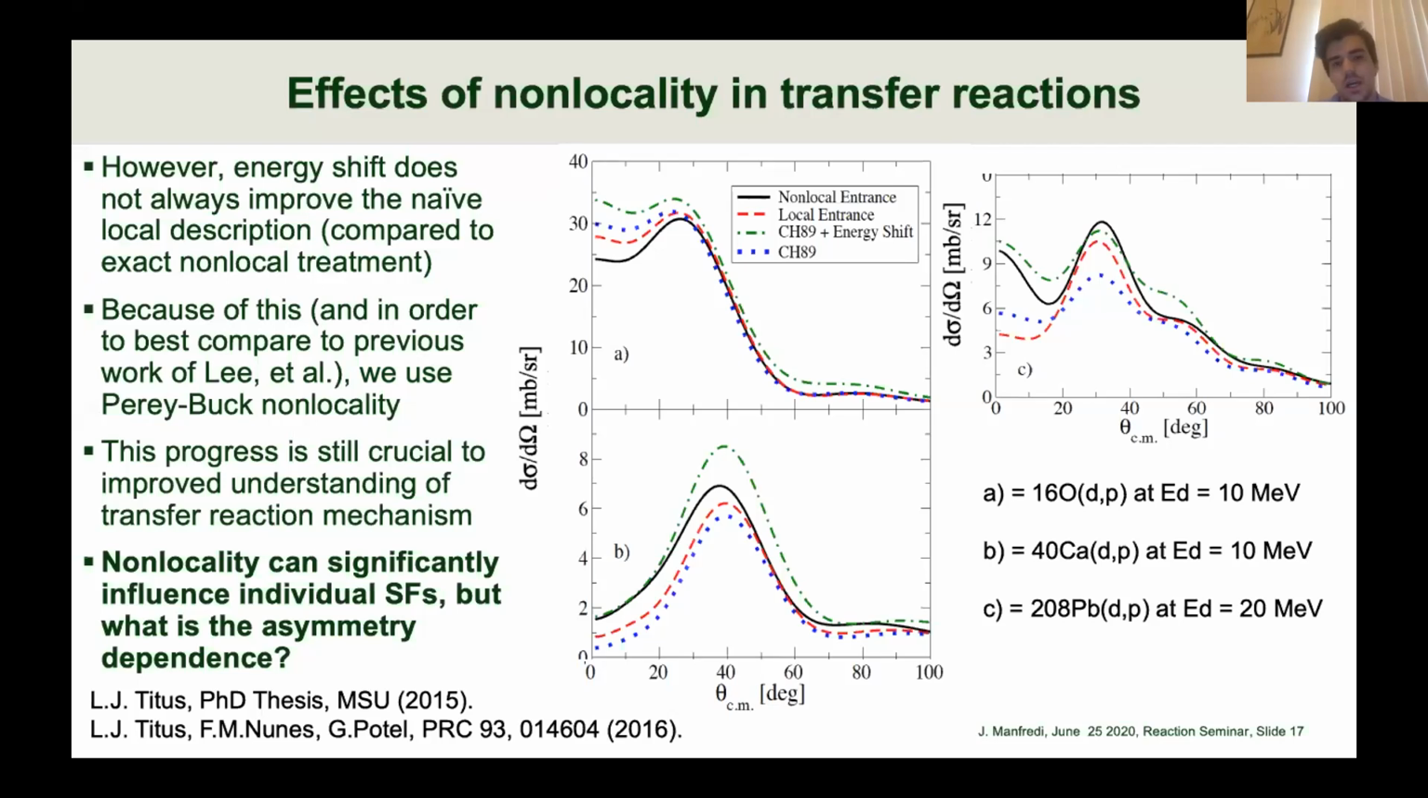One question: it's now established by Luke and others that non-locality can significantly influence an individual cross-section. So an individual spectroscopic factor can change by a huge amount. But it's unknown, as far as I know, what the asymmetry dependence of that is. So these non-local calculations as a function of asymmetry would be really interesting to see.